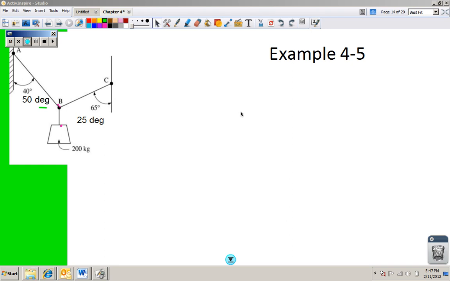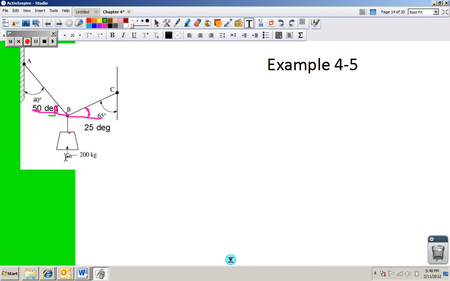Okay, so this is example 4.5 from your textbook, and the problem asks you to find the tension in each one of these cables. Okay, now I've gone ahead and typed in this angle is going to be 50 degrees, right here, and this one's going to be 25. Now we got that by doing 90 minus 65 gives us the 25 degrees, and 90 minus 40 gives us the 50 degrees. All right.